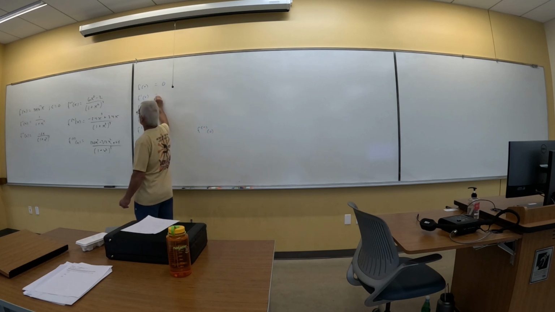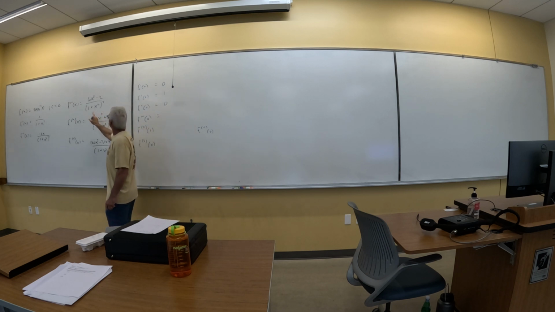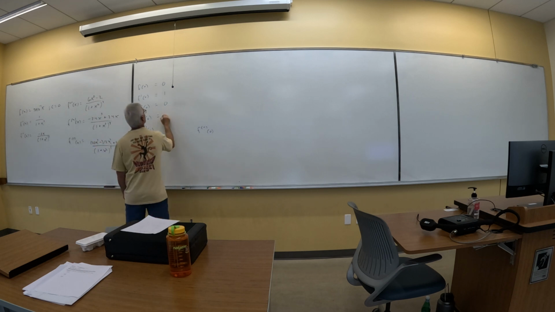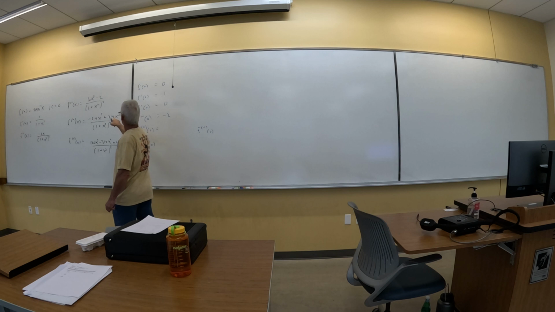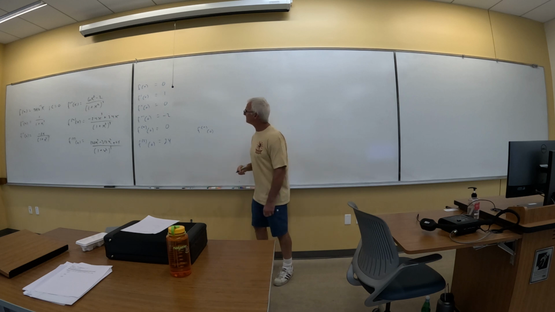Okay, now f prime of 0? 1. F double prime of 0? 0. F triple prime of 0, the bottom's going to be 1 every time, isn't it? Negative 2. So negative 2. Fourth derivative of 0. 0. That's kind of weird. Fifth derivative at 0. 24.